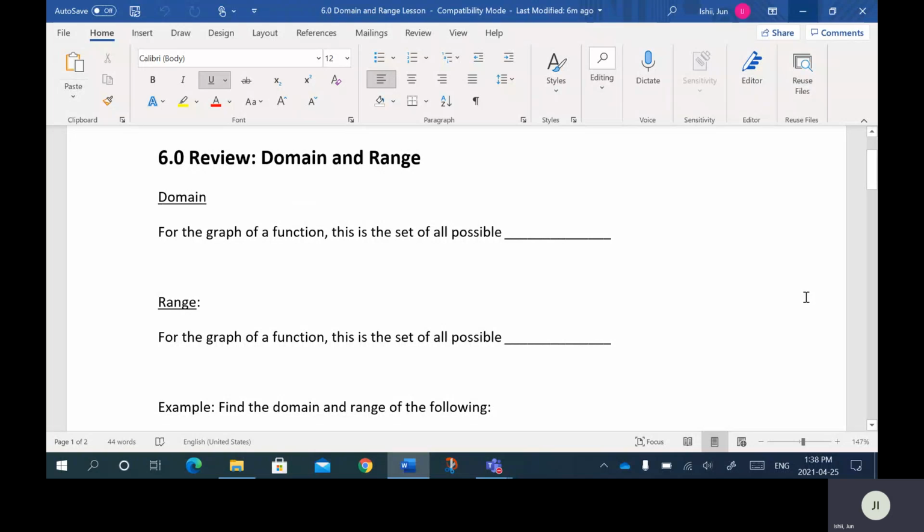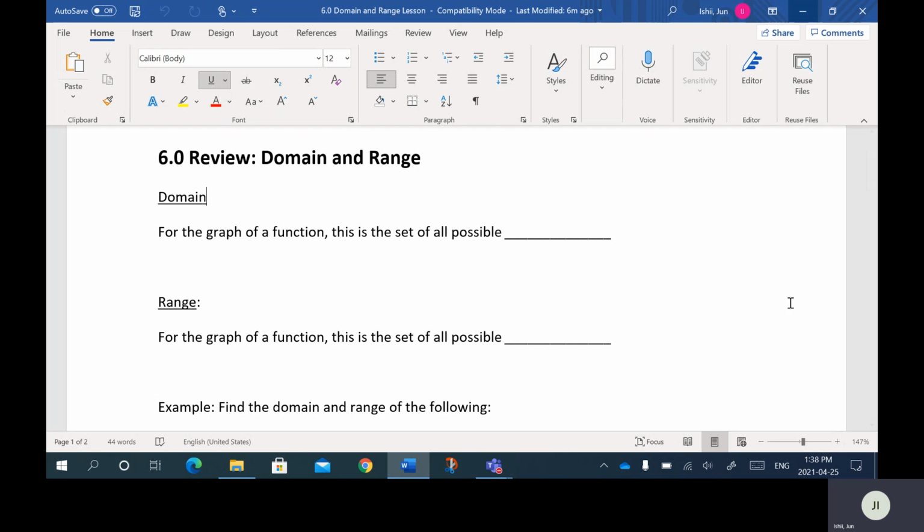Right, so what we're going to start off with is a little bit of review on something called domain and range. Perhaps you would have learned it in Math 10, but we're going to need to spend a little bit of time today just reviewing what domain and range is. So to start off, we're just going to write out a couple definitions here.